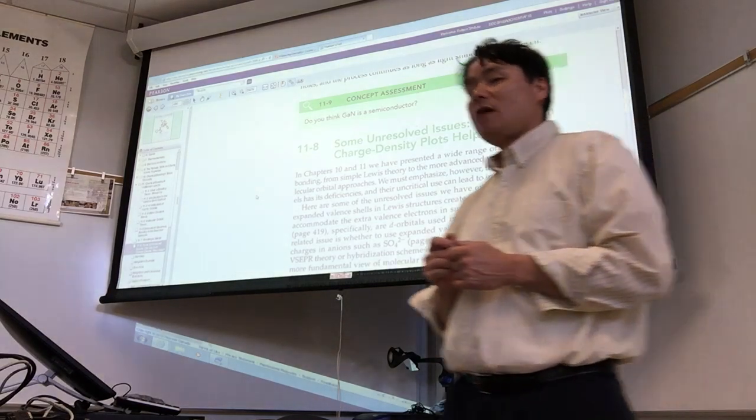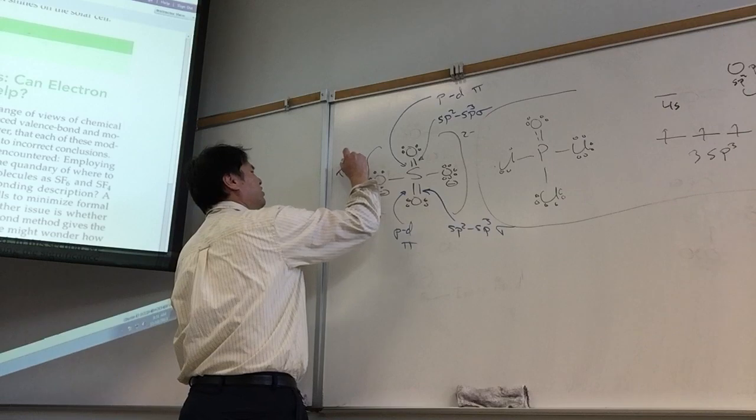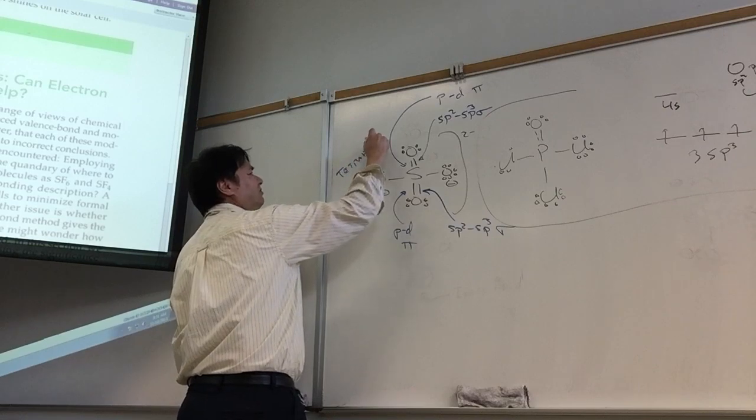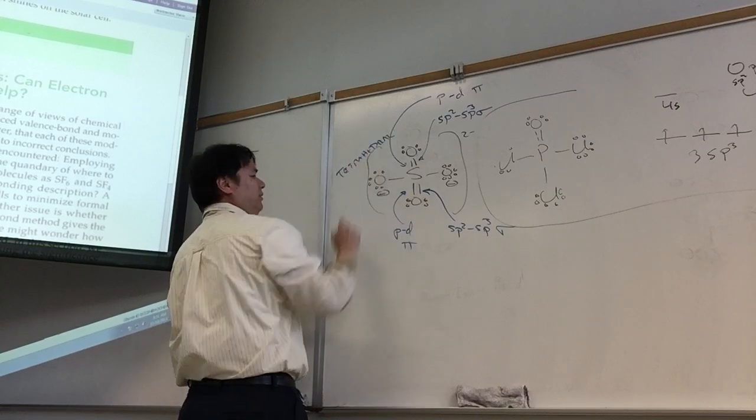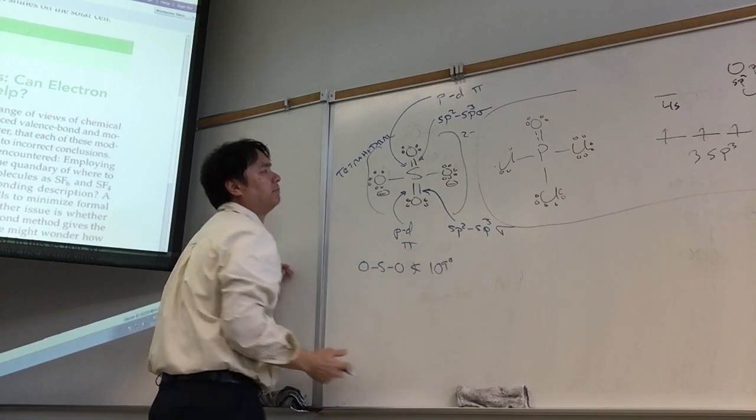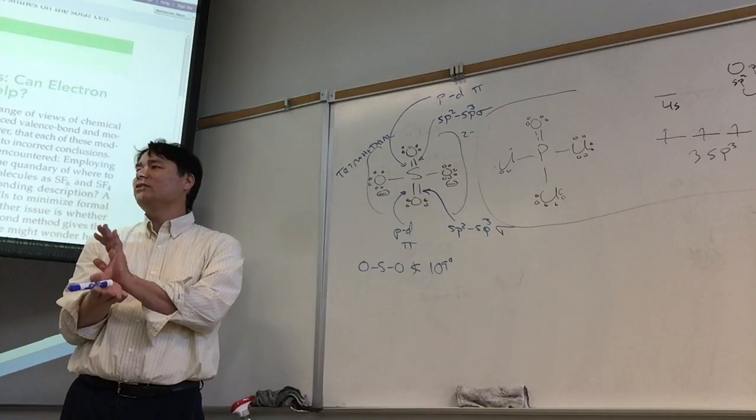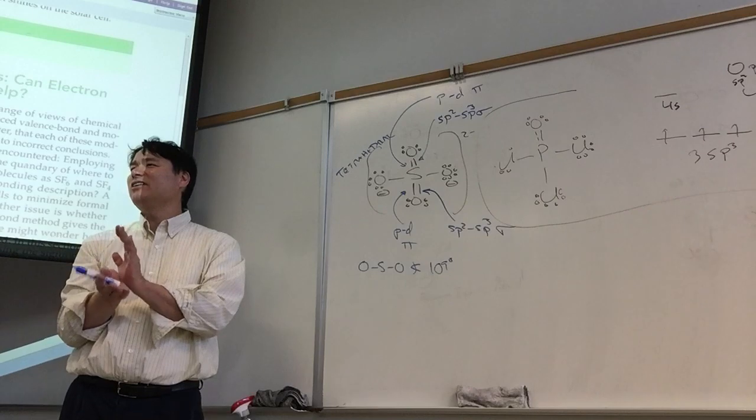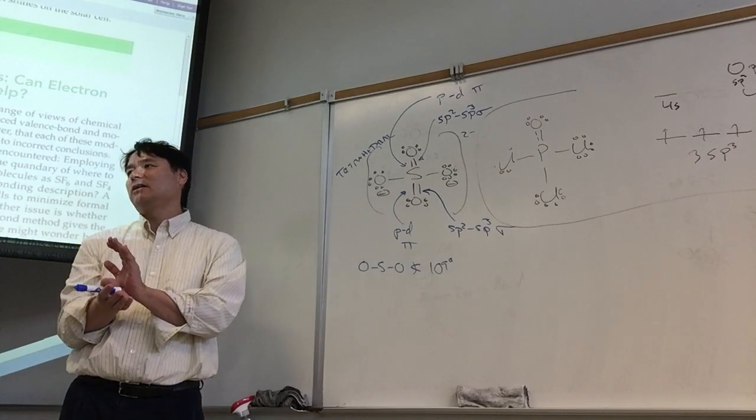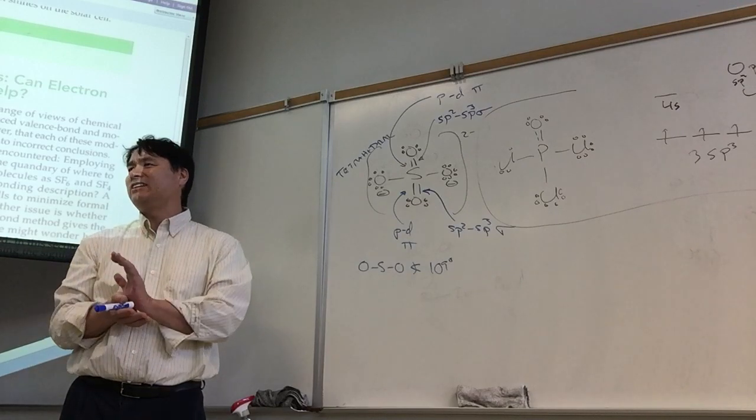What's the geometry of sulfate? Tetrahedral. What are the bond angles? The OSO angle is 109 degrees. And so we need two pd pi bonds oriented at a 109 degree angle. What's the normal angle of d orbitals? 90, right? And so what do you think about having two pd pi bonds? It's going to be strained, don't you think? Because the angles are off.